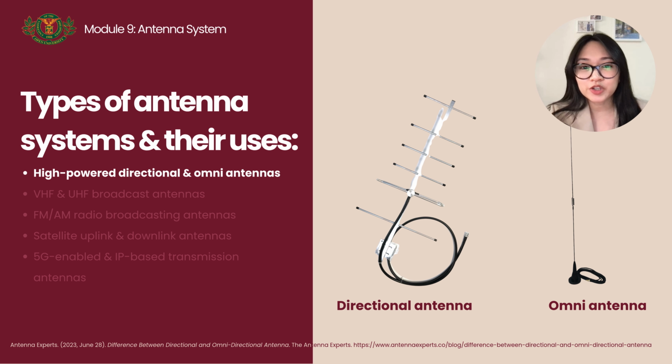Omnidirectional antennas are a type of antenna designed to send or receive signals in all directions in the horizontal plane. Unlike directional antennas, omni antennas are ideal for wide coverage areas. An omni antenna will generally look like a stick protruding from the ground.